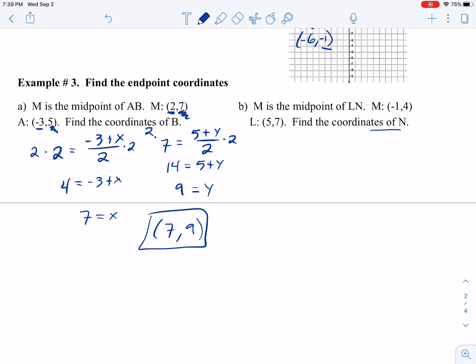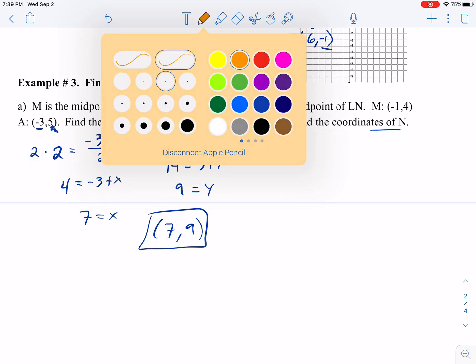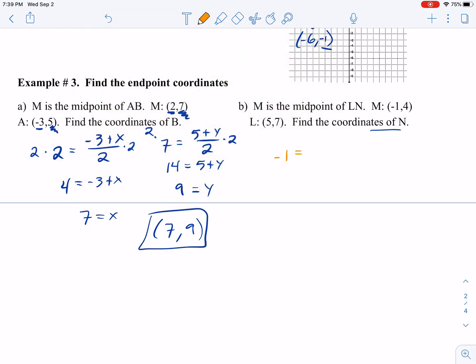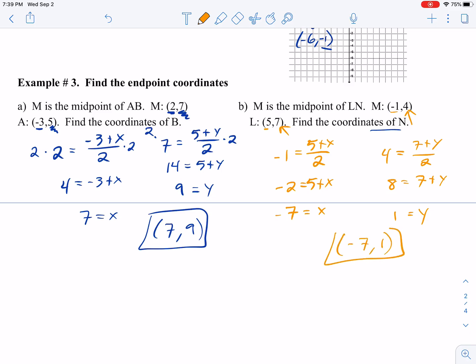If you were using this same formula we did for A, you would have had negative 1 equals this 5 plus x divided by 2, and then 4 equals 7 plus some y coordinate divided by 2. We get 8 equals 7 plus y, so a y coordinate of 1. Negative 2 equals 5 plus x, so an x coordinate of negative 7. Your endpoint was at negative 7, positive 1.